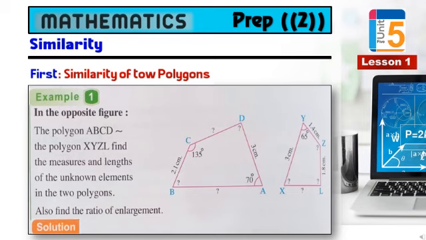The side length AB and the side length CD and the side length XL. And the measure of angle D, the measure of angle B, the measure of angle X, the measure of angle L, and the measure of angle Z. So let's prove.